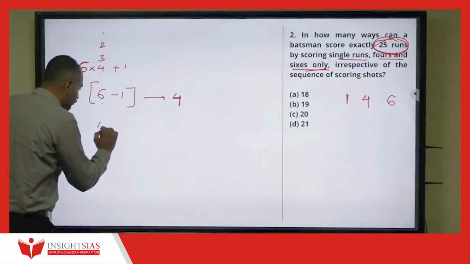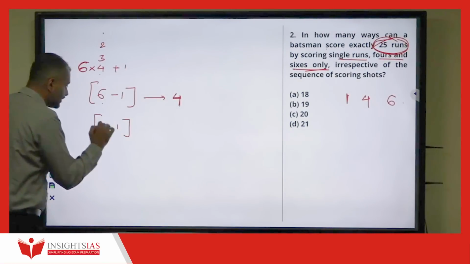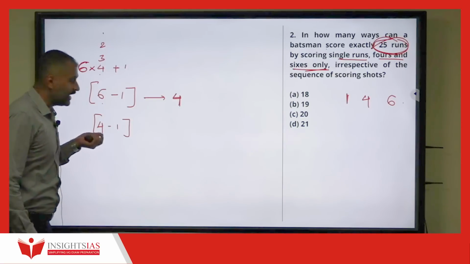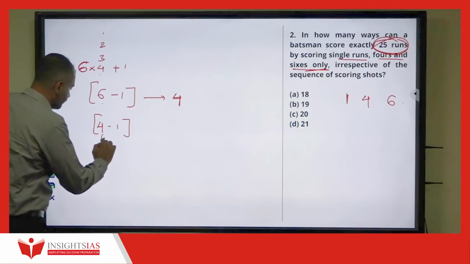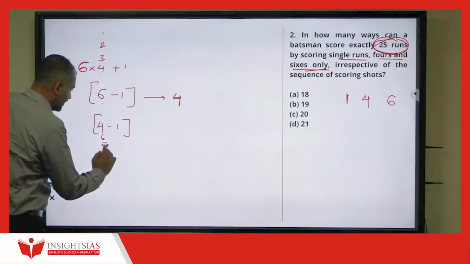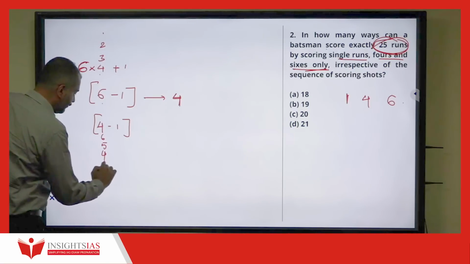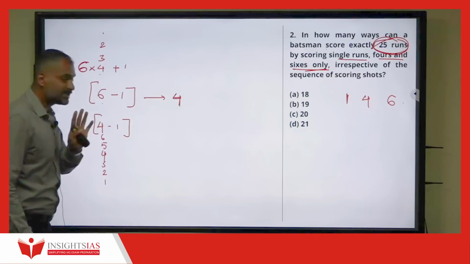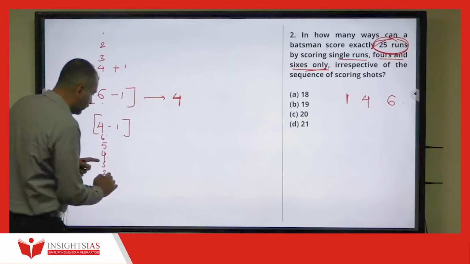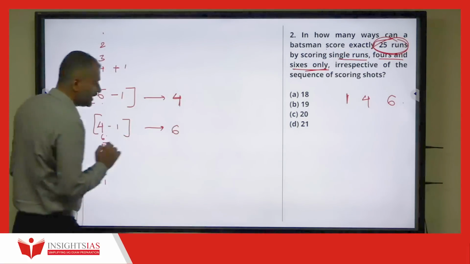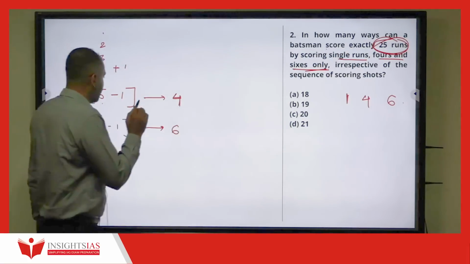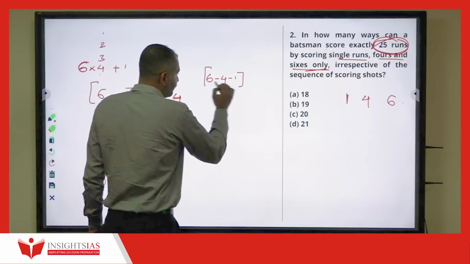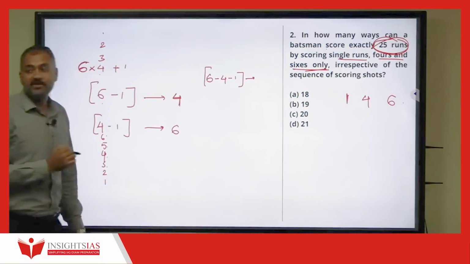Similarly 4s and 1s. How many 4s? I can hit 6 fours, then 5 fours, 4 fours, 3 fours, 2 fours, 1 four, and the remaining runs will be singles. So totally how many? 1, 2, 3, 4, 5, 6. So totally 10 so far. Now again the combination of 6, 4 as well as 1.